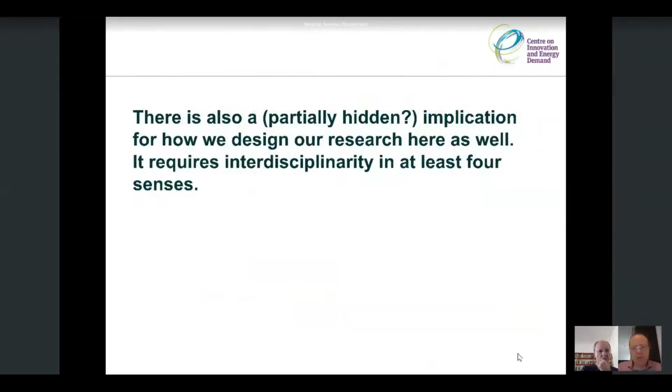Two other points I wanted to make before I conclude and open it up for questions. I think there's also a hidden implication about the complex nature of transitions for how we do research. I really wanted to put this out there because I know a lot of people here are professional researchers or early career researchers. Just bear with me. I think it really underscores the need for interdisciplinarity, and I'm going to give you 4 examples.